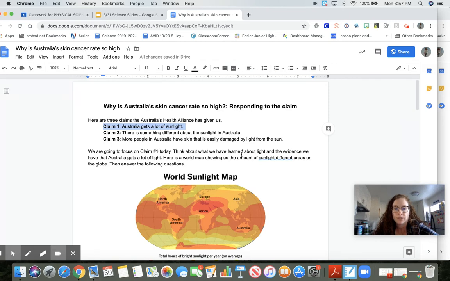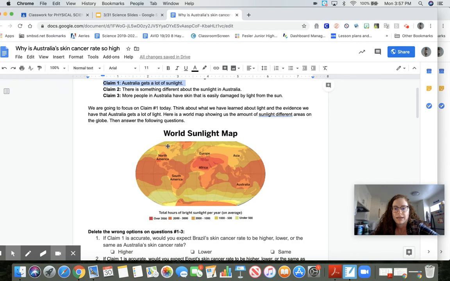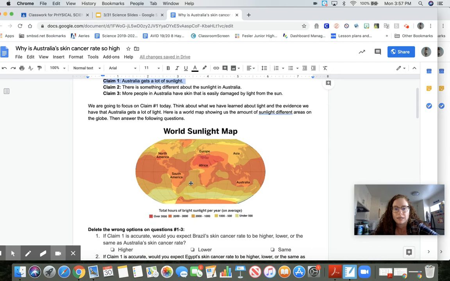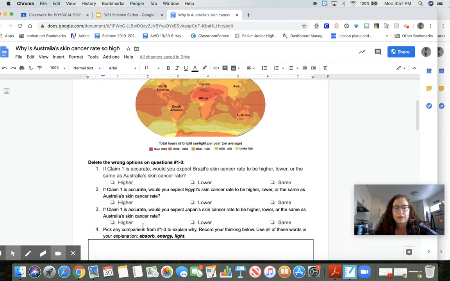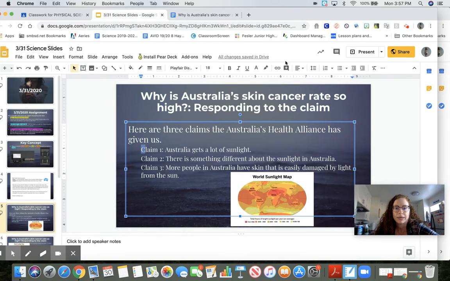Think about what we've learned about light and the evidence we have that Australia gets a lot of light. There is a world map showing us the amount of sunlight in different areas of the globe. Then you're going to answer the questions. So we have this map here. We have 3 multiple choice, but you're not going to mark anything on these boxes. Instead, what I want you to do is just delete out the wrong options. So let's start by going over reading this graph.